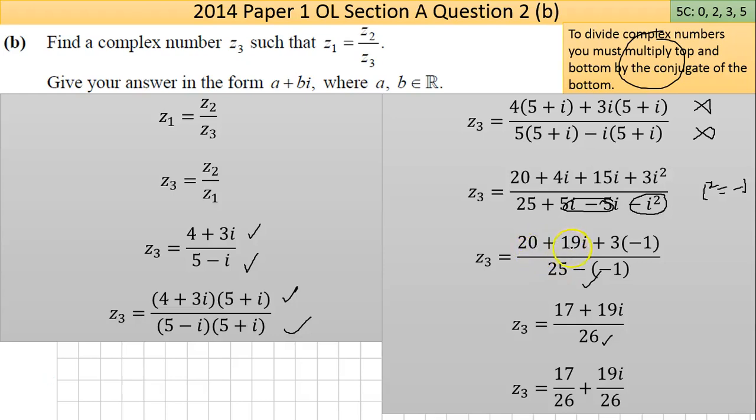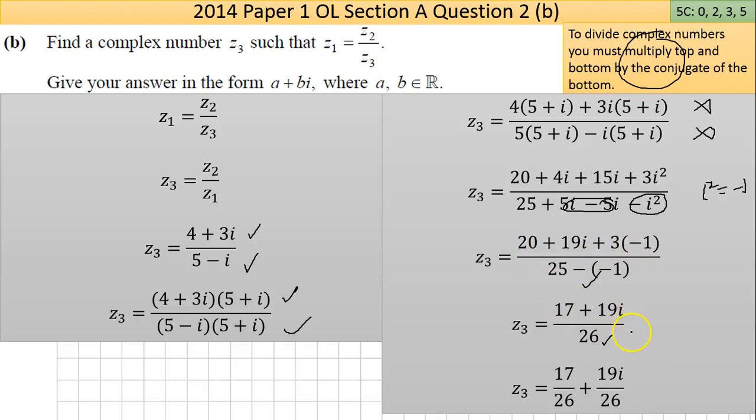Now the top line, I've ignored that a little bit. It's 20 plus 4i, plus 15i to give 19i. Same thing, the i squared here becomes minus 1, so 3 times minus 1 will give you ultimately minus 3. It's an intermediate step, so I can't add it on to the 19i. 20 plus 3 times minus 1 is the same thing as 20 minus 3, which is 17.